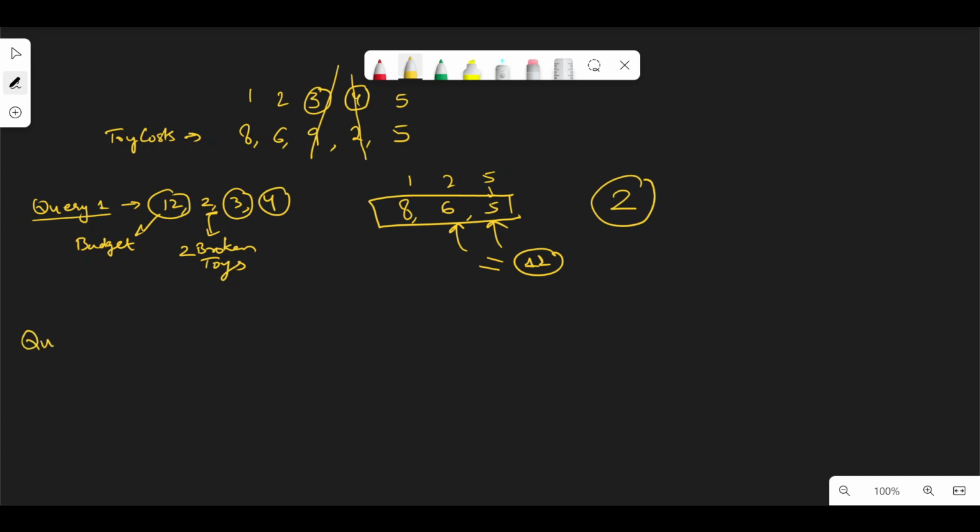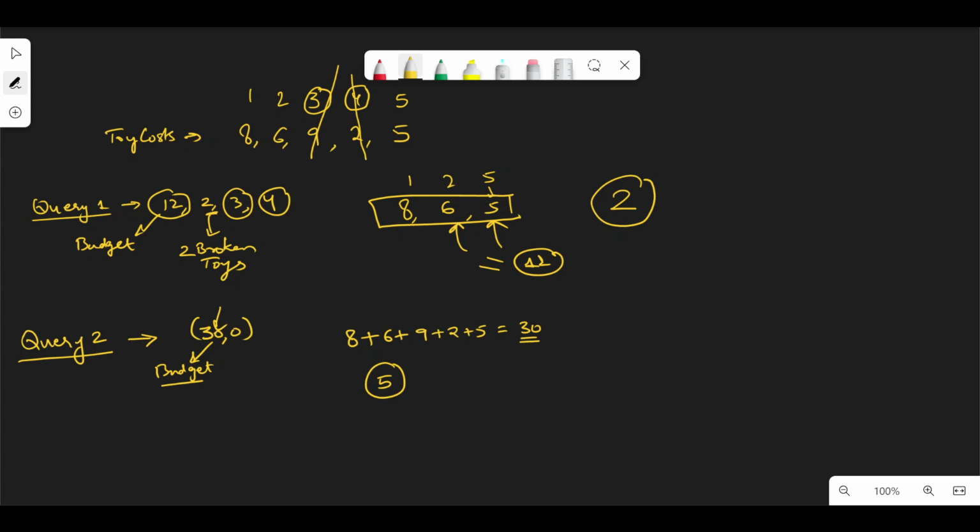What's query number 2? So query number 2 is 30, 0, meaning your budget is 30 and there is no broken toy. So what will be the answer for that? Well, it so happens that in this case, if you buy all the toys, it will be 8 plus 6 plus 9 plus 2 plus 5. This is actually 30. And your budget was also 30, so you can buy all the toys. So in this case, the answer is 5.